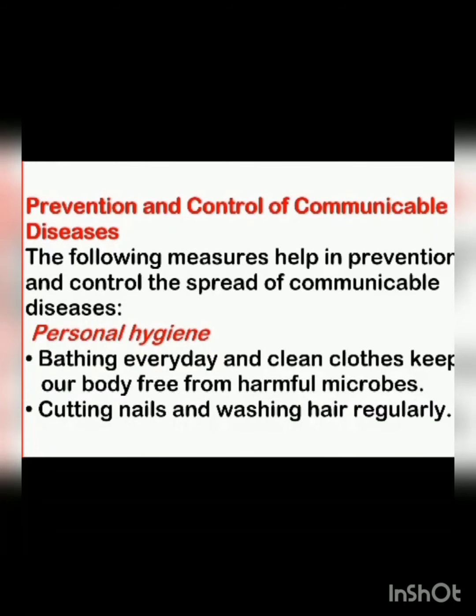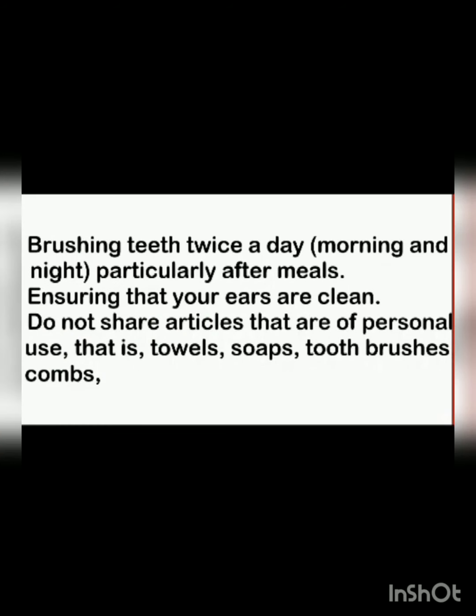Now let's talk about how to prevent and control communicable diseases. The following measures help in preventing and controlling the spread of communicable disease. First, very important, is having personal hygiene. Now what's personal hygiene? Having a bath every day, cleaning clothes, keeping our bodies free from harmful microbes, cutting nails and washing hair on a regular basis, which is very helpful. In this way you are cleaning off all the germs, bacteria and viruses from your body. Brush your teeth twice a day, morning and night, particularly after meals.